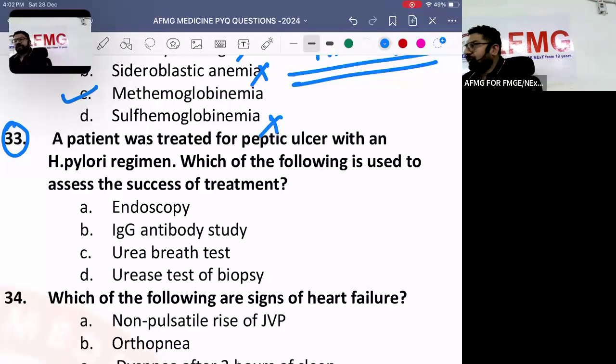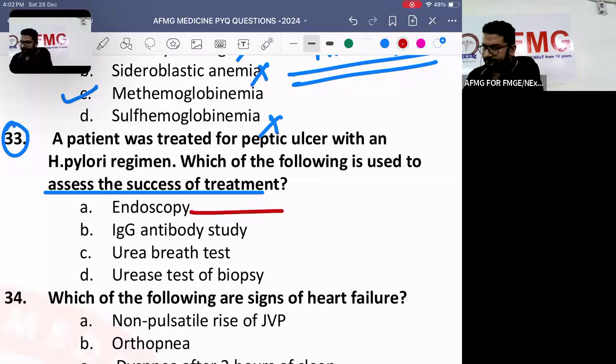Now see, what tests we do for diagnosis and what tests we do to see the response and monitor the patient. So they're asking you to assess the success of treatment. Okay, tell me, what is endoscopy done for? Endoscopy is used for diagnosis. IgG antibody study, how do we do this? It is an endoscopic based test. So again, we do this for diagnosis.